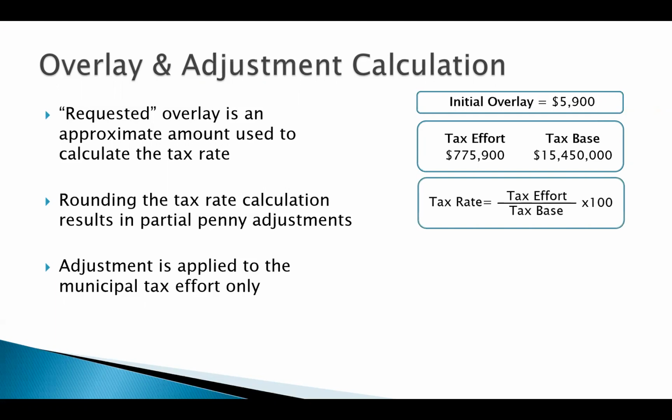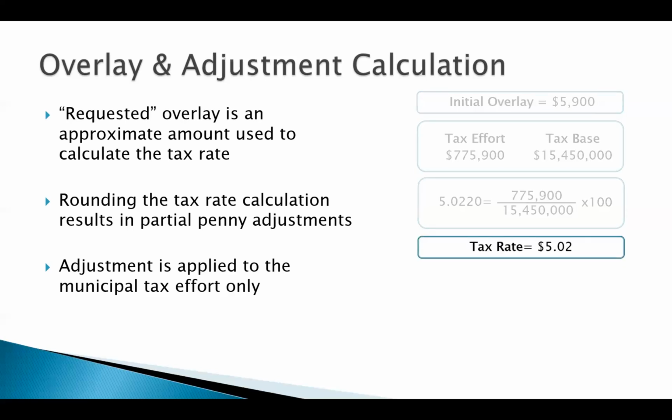So looking at what our tax rate would be, we simply divide our tax effort by our tax base, multiplied by 100, that will get us our tax rate. So just carrying that math through, we get $5.02 cents. Obviously, we're not going to charge that 0.2 cents, so we're going to round to the nearest penny. That gets our actual tax rate to be $5.02.